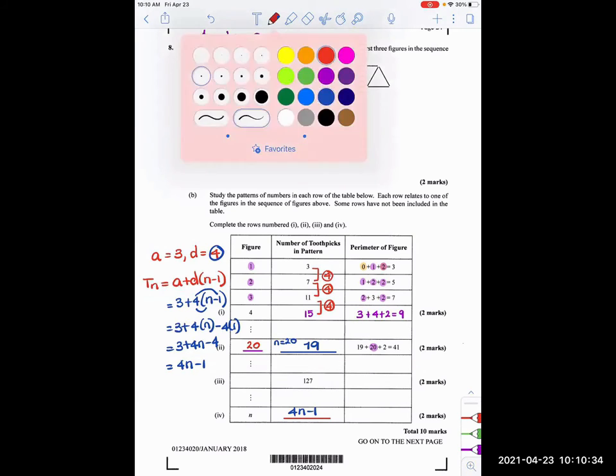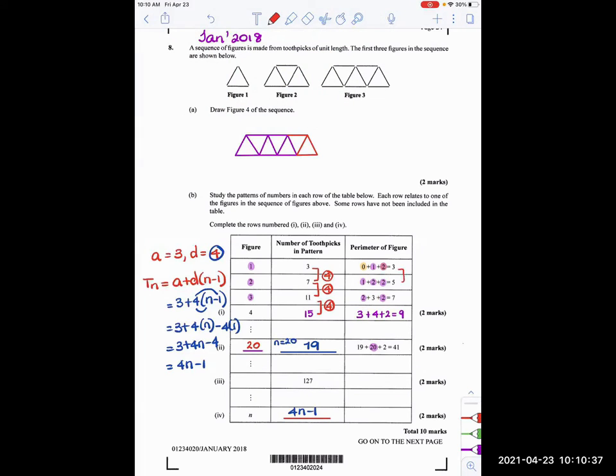Now, let us observe: how much do I add to the number 3 to get 5? 2. How much do I add to the number 5 to get 7? 2. How much do I add to the number 7 to get 9? 2. So, work out the formula here for me. Here, A is 2, D is also 2. So the formula Tn is A plus D into n minus 1. So follow the brackets here and work out this part for me.